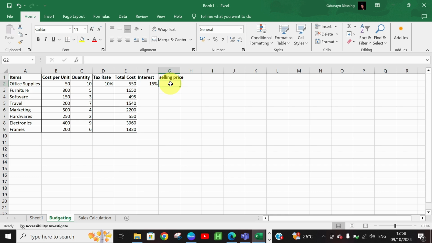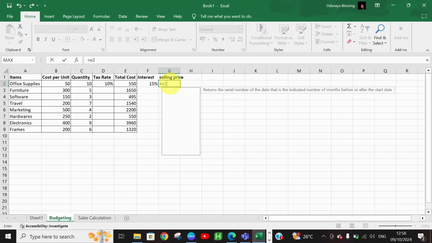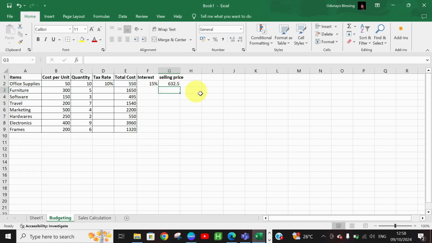So the selling price will be equality sign of E2, then multiply by 1 plus the dollar sign F, dollar sign 2. So by the time you check it down, this will be the selling price for each of these items in order for this person to make this amount.